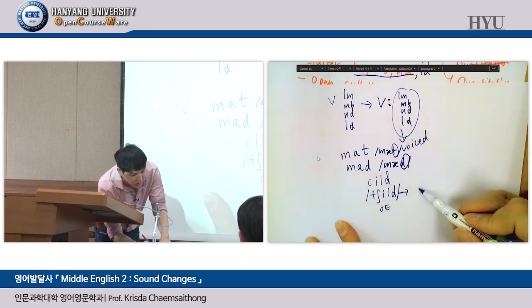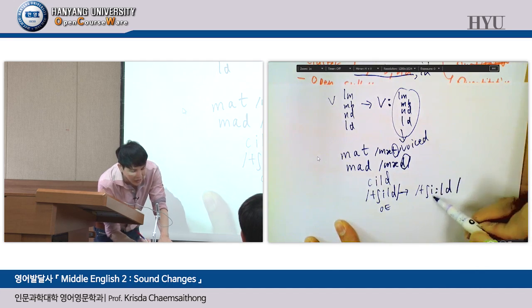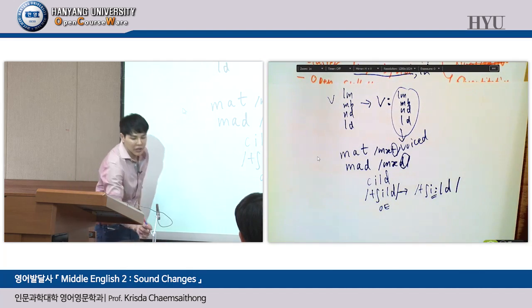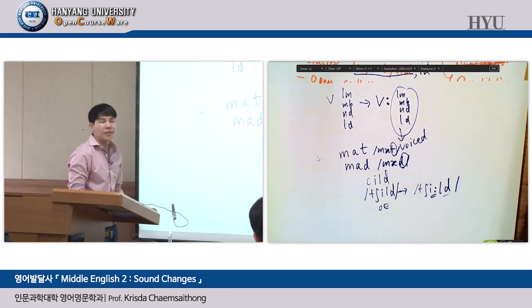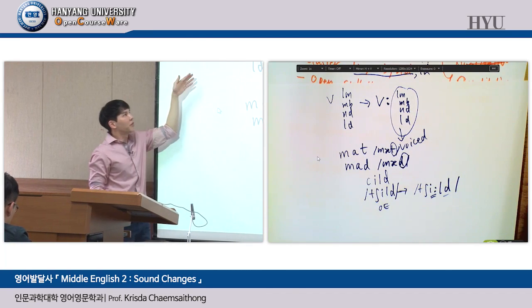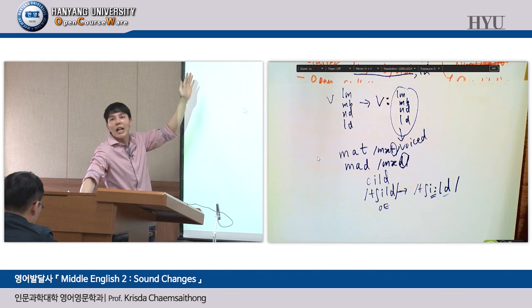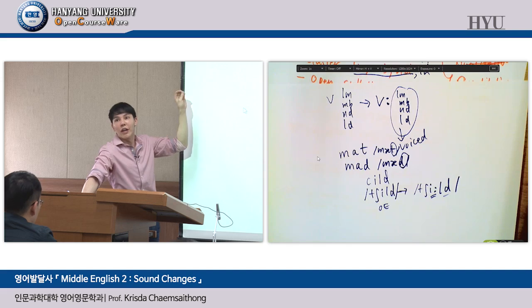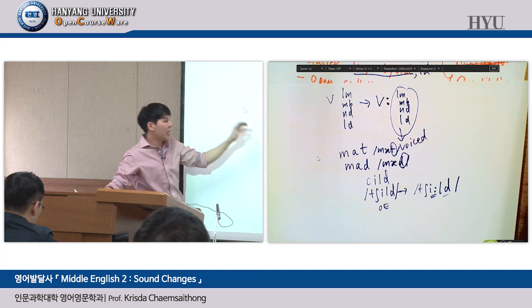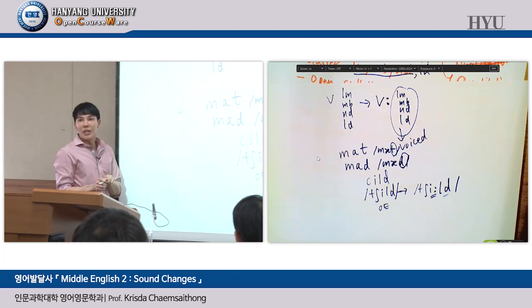So in Middle English, this will become chilled, right? So lengthen because it's before the LD, right? This is simple. Any vowel that's before this kind of scenario, LM, MB, ND, LD, voiced consonant cluster, will become lengthened. So chilled to shield, like that, in Middle English.